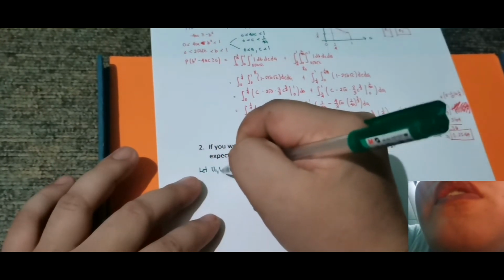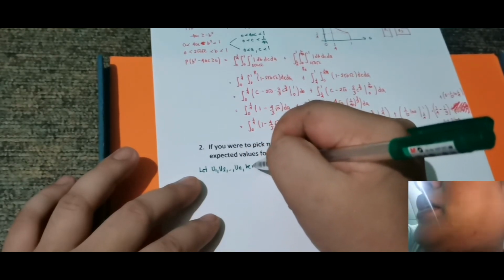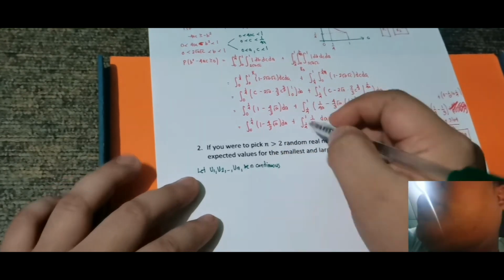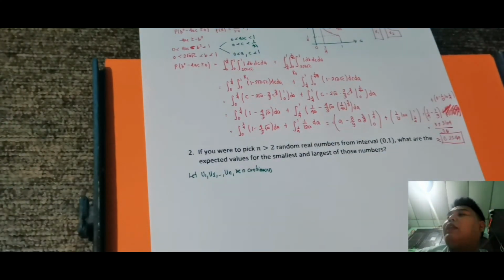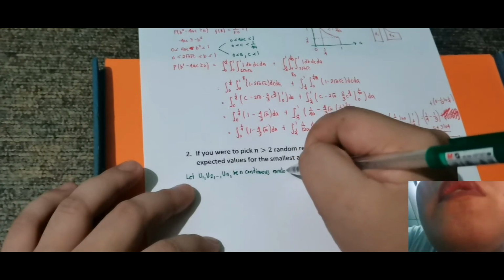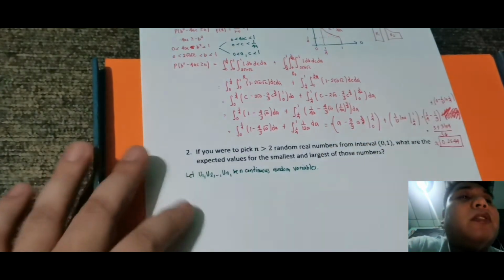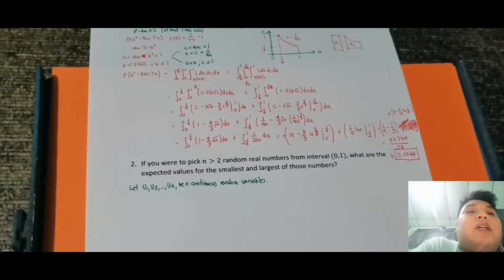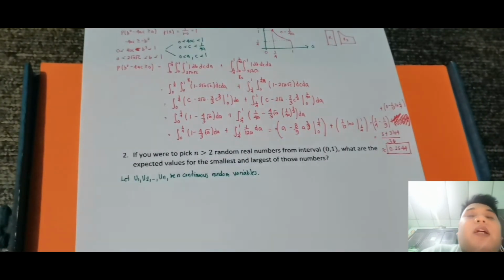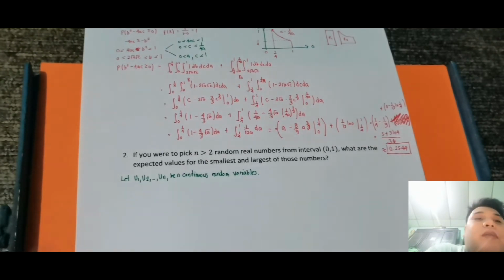Let U sub 1, U sub 2, U sub n be n continuous random variables. So they are all represented, kunyari U sub 1, U sub 2, U sub n, continuous random variables. So again, continuous sila lahat. So for example, 3 yung random variables, so that is U sub 1, U sub 2, U sub 3, something na ganun.